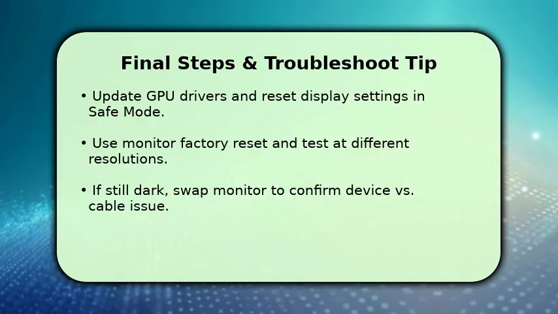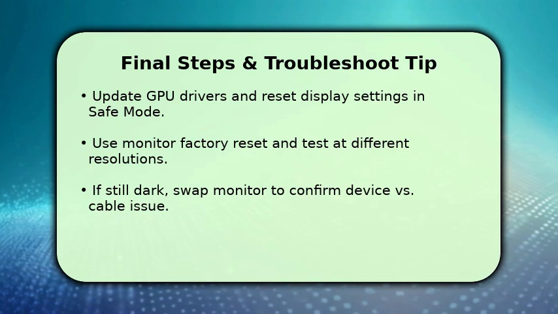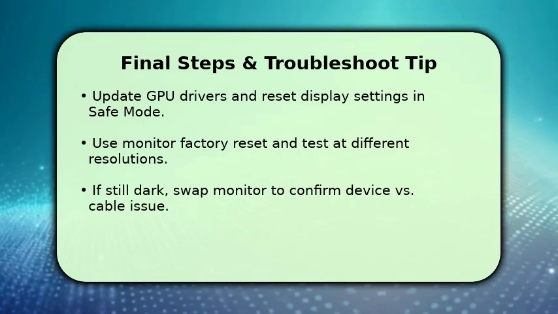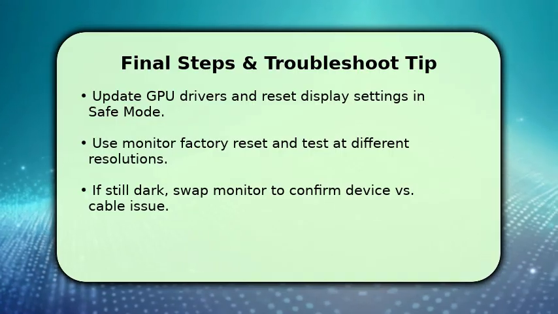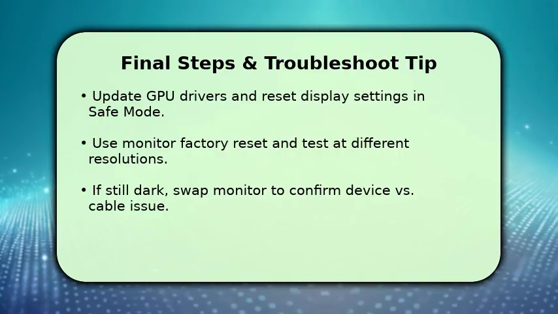If the screen remains blank, swap the monitor with a confirmed working unit. If that displays, replace the suspect monitor or cable. Troubleshooting tip: intermittent backlight means panel or inverter failure. Seek repair or replacement.